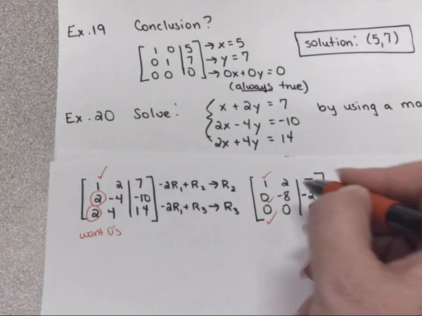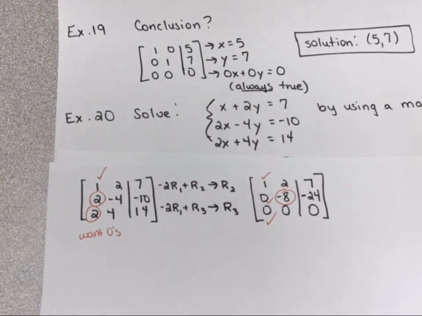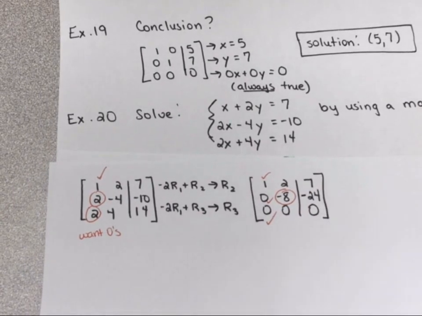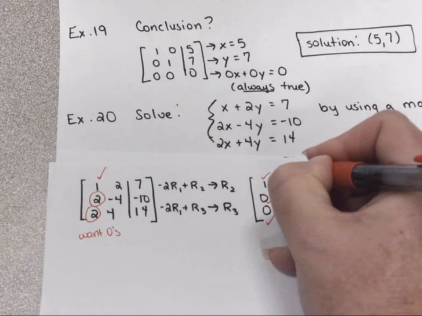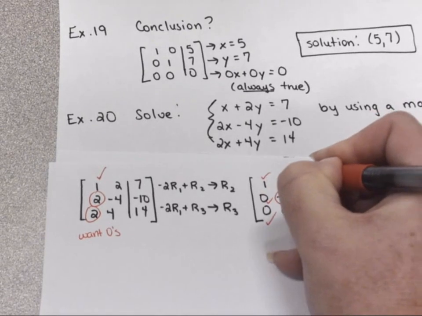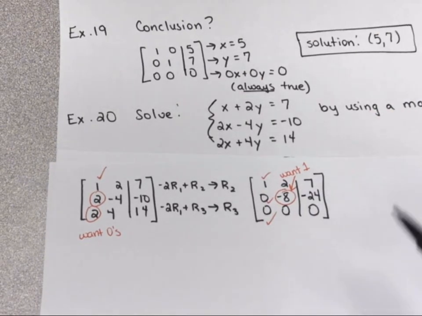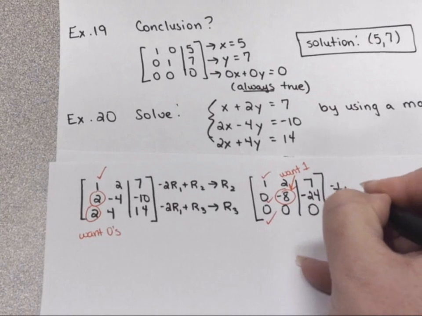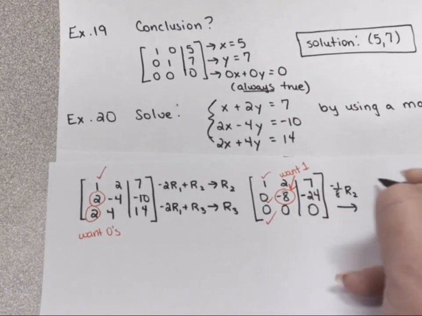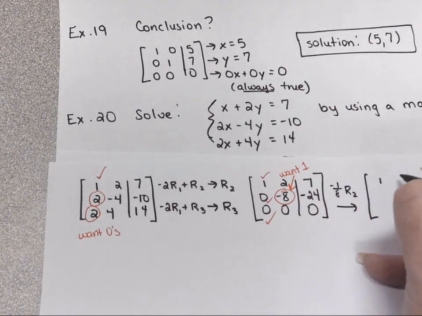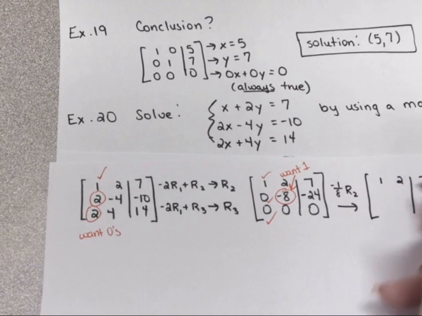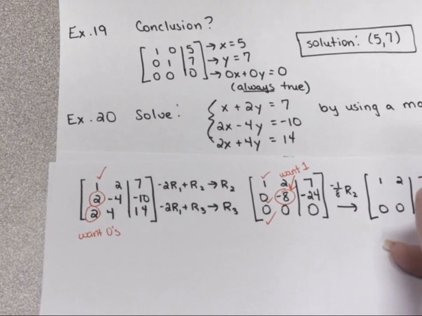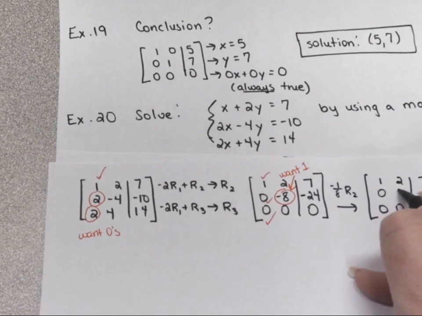We're supposed to tackle which one? The 8, right? The -8. And we want that to be a what? We want that to be a 1. I'm going to point it out in there. That's what we want. So we're going to do -1/8 times row 2. So notice that rows 1 and 3 are staying the same. But row 2, we're basically dividing by -8. So we're going to get 0, 1, and 3.